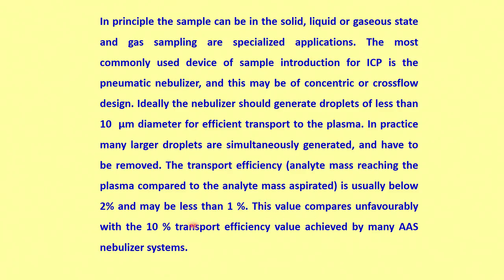So, this value compares unfavorably with about 10% transport efficiency that is achieved by atomic absorption spectrometry. Why? See, the point is, in atomic absorption spectroscopy, we have a gas flow of about 6 to 10 liters per minute. Here in ICP, it is 1 liter per minute. So, the difference is in the efficiency of the sample to be converted into an aerosol.